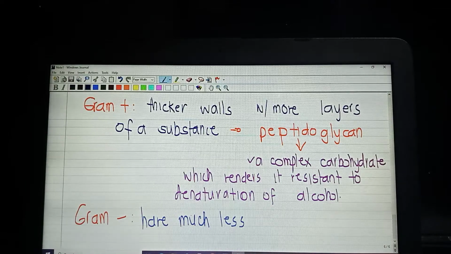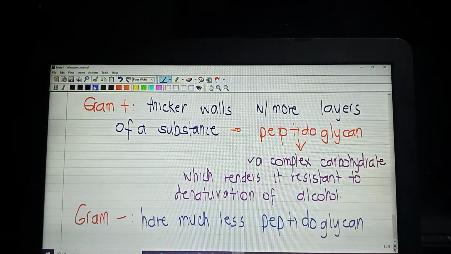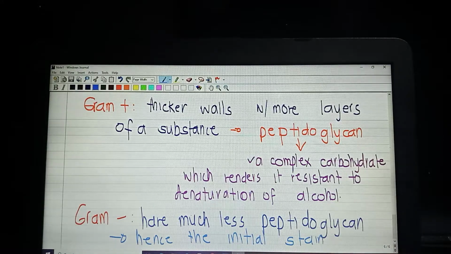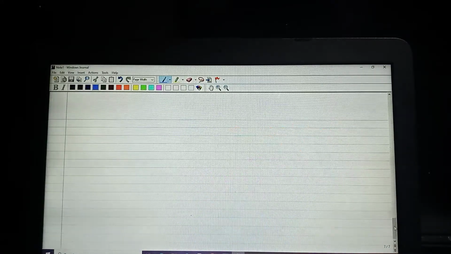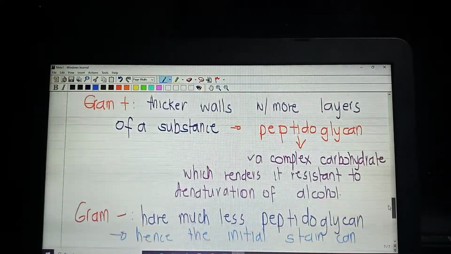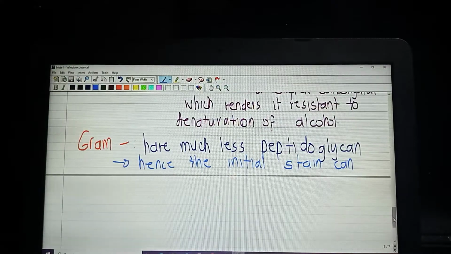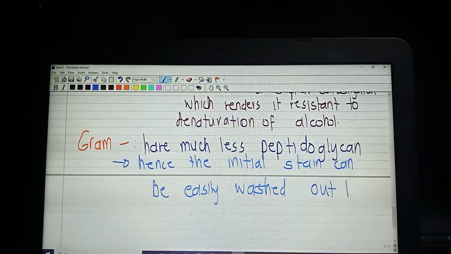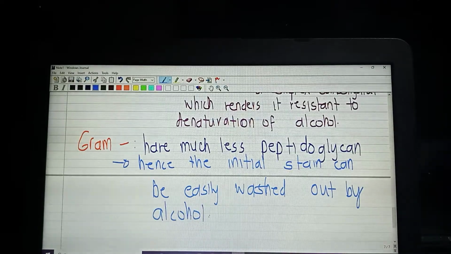So, based on their characteristics, since they have lesser peptidoglycan, the initial stain, which is your crystal violet, can be easily washed out, right? Because it is not that thick. Gram-positive is thick-faced, charot. The stain can be easily washed out by alcohol, because they have less peptidoglycan. Okay, so that's for your letter R.